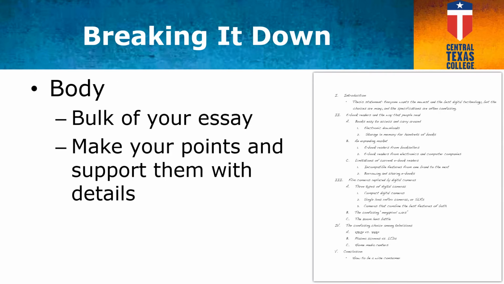The next part of the outline is the body. The body is the bulk of your essay, and this is where you will make your points and support them with details. If you look at the example outline provided, you will see Roman numerals. The Roman numerals are the main points. This will relate back to your thesis. The letters are the supporting facts for your main points. So why is your main point important? And the numbers are your details, so it's supporting material.